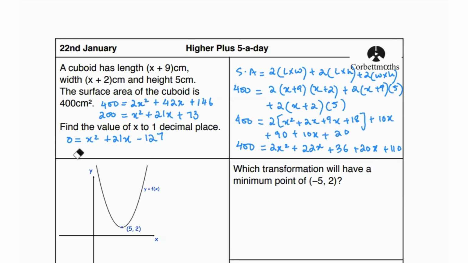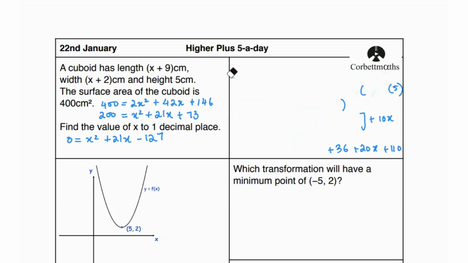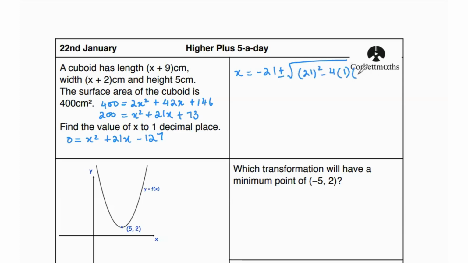So now we're going to apply the quadratic formula on this equation to find the value of x. So that's going to be x equals minus 21 plus or minus the square root of 21 squared minus 4 times 1 times negative 127, divided by 2 times 1. When you solve that, you should get negative 21 plus or minus 30.81 divided by 2. We square 21 and then add 4 times 127 to it and then square root the result.